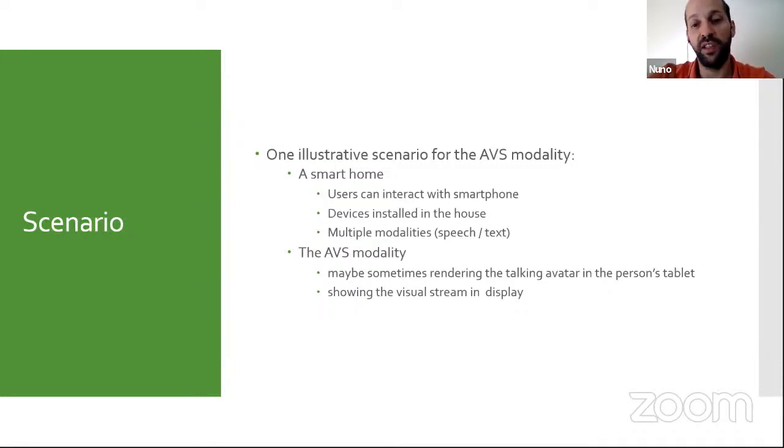To understand why we need the modality, we have a simple illustrative scenario, which is on a smartphone, where users can interact with devices installed in the house, and they can use multiple modalities such as speech and text. The audiovisual speech modality could be used in the person's tablet, for instance, to render the talking avatar, or while the person is in the living room, for instance, the avatar could appear on a display or a TV.